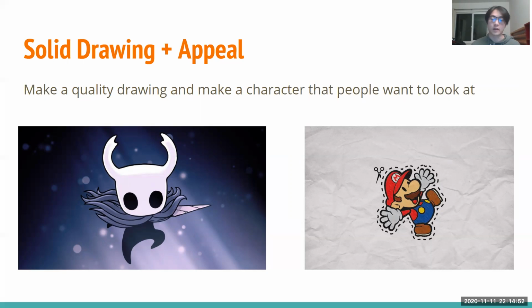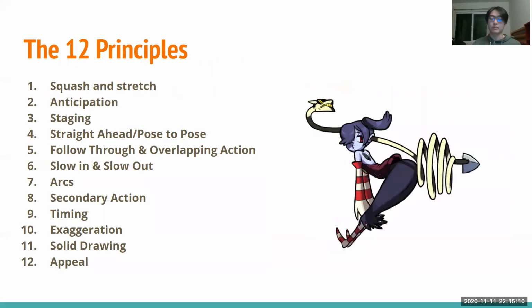Here are some iconic characters like Hollow Knight and Mario. These characters have their own little appeal just visually by themselves. By being appealing in that way, people are more likely to want to watch them move around in the video game. And yeah, so those are the 12 principles.